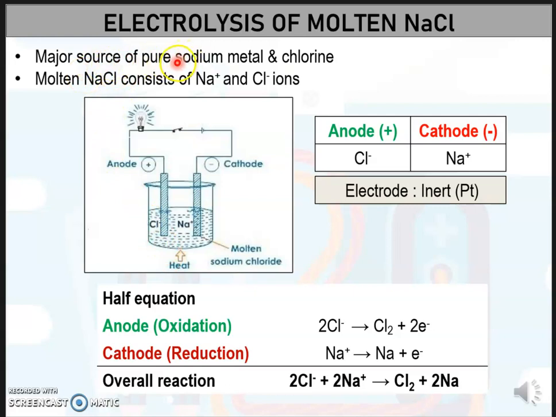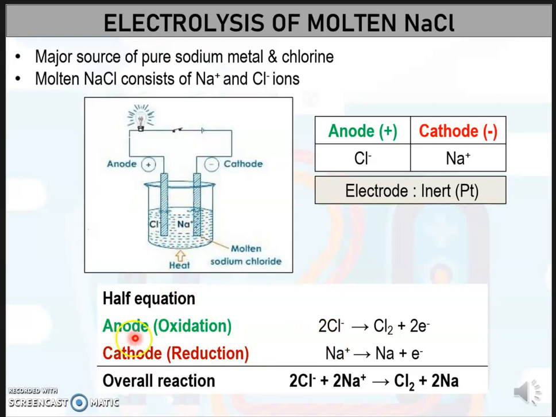Okay, this process is a major source in producing pure sodium metal and chlorine gas. So in the molten sodium chloride, it only has sodium plus and chloride ions in the electrolyte. So the reaction that happens during the electrolysis of this molten sodium chloride is this one.